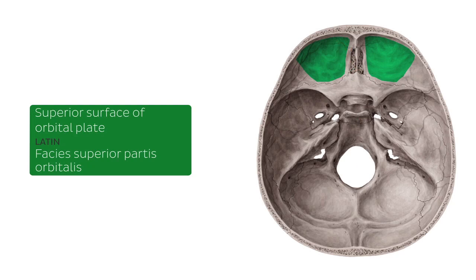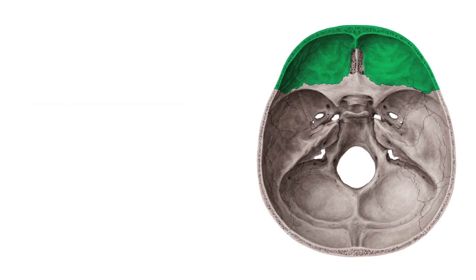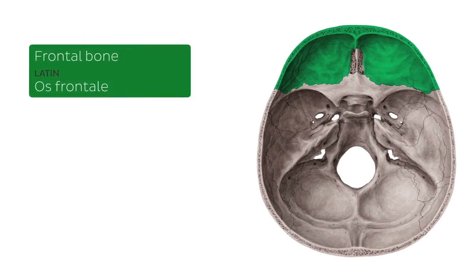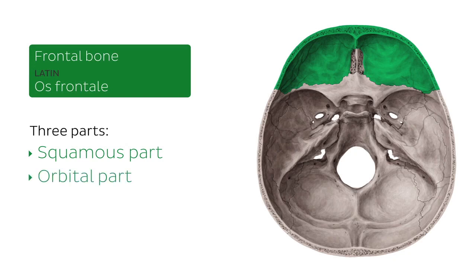One bone that we can clearly see here, and I'm going to highlight it fully, is the frontal bone. The frontal bone can be divided into three parts. Of course, we're not going to be seeing all of them here. This is only one view of this bone. We have to explore from different views as well. But these include the squamous part, the orbital part, and also a nasal part.